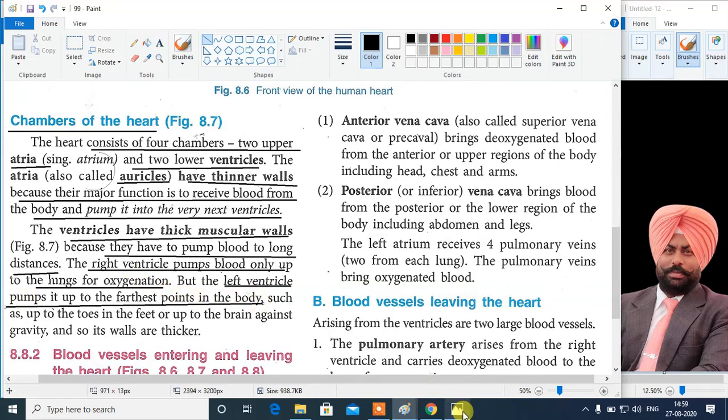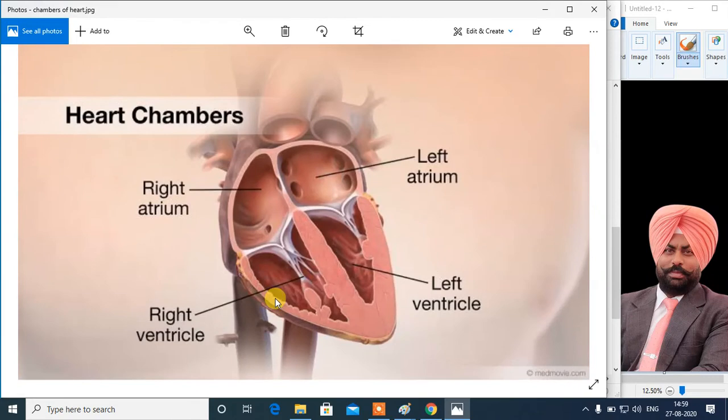Let's again discuss with the help of the image. Here you can see this is the right ventricle, and the blood vessel emerging out from the right ventricle will transfer the blood only to the lungs for oxygenation, while this left chamber will transfer the blood to each and every part of the body. It means it will transport the blood to every single cell of the body.